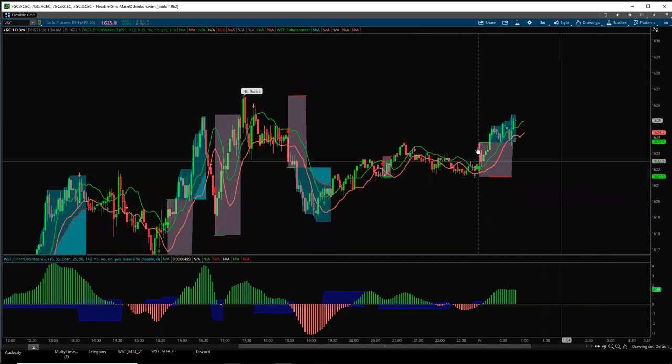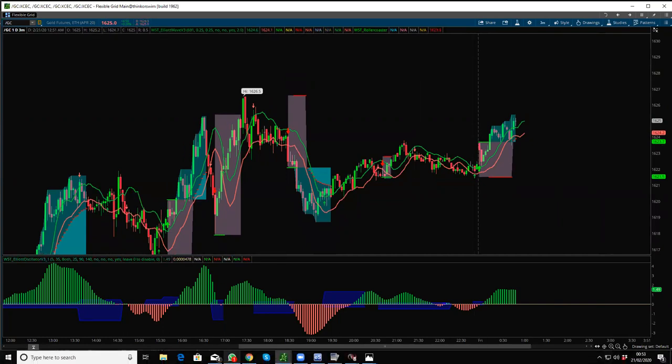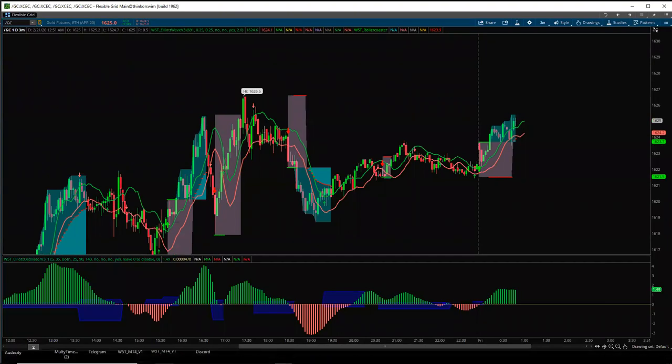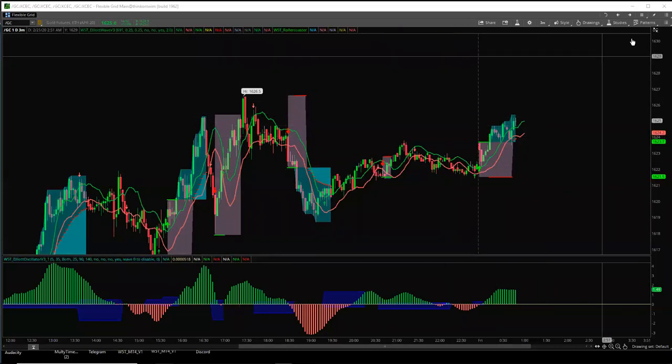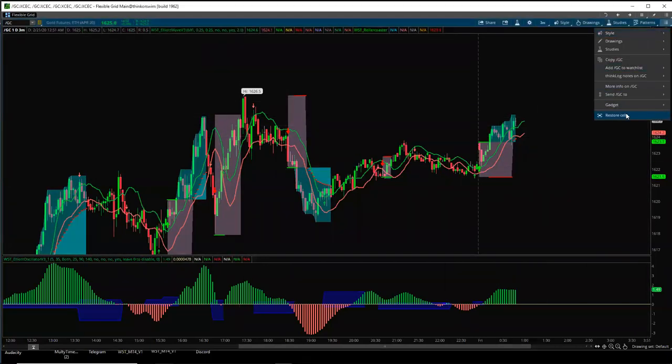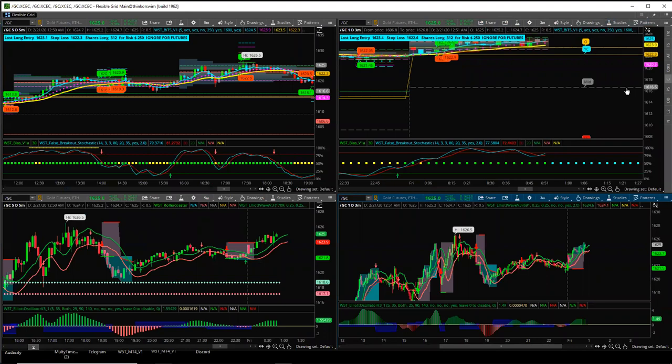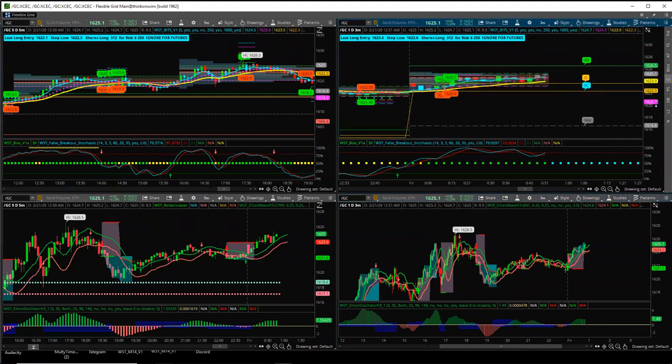Does that make sense, guys? We've got to keep it simple. It's not rocket science. You've just got to find the groove, and you've got to enter the trades. The thing you've got to talk about is the risk, okay? Yes, the risk management and everything.